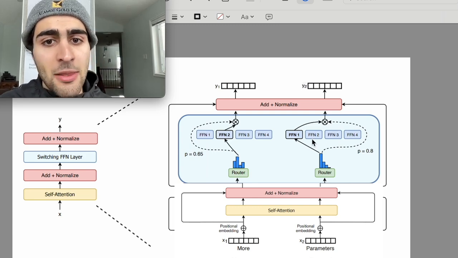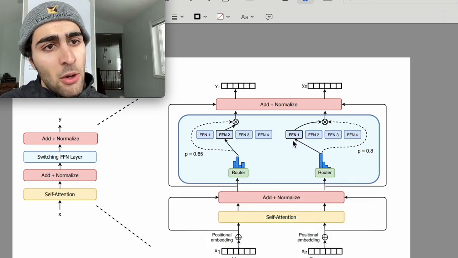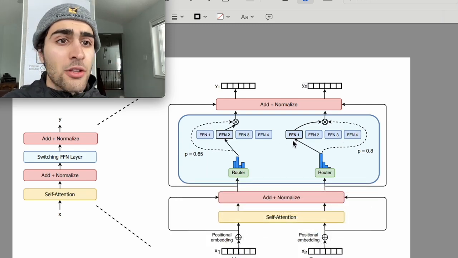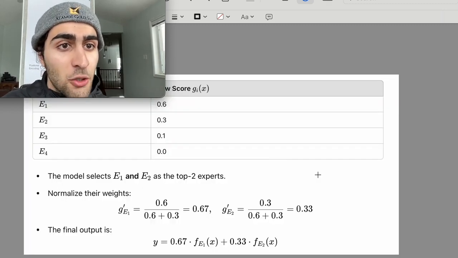So maybe this one is an art expert, this one is science, and this one's chemistry. So the machine learning one will have a higher dot product, and through the softmax give a better probability. And this is how we choose which expert to pick.